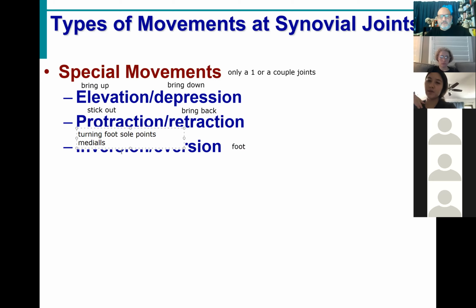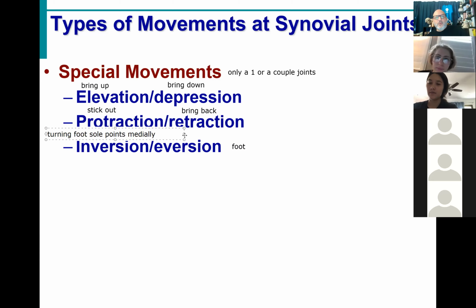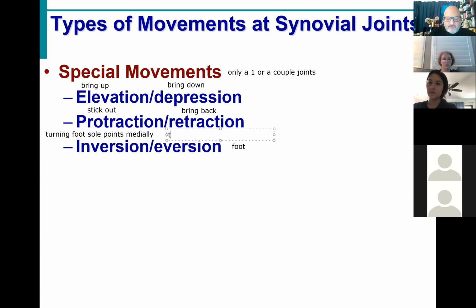Is it specifically just with feet? Yep. Again, remember these special movements are just for one or a couple joints. An eversion is a turning of the foot so the sole points laterally.